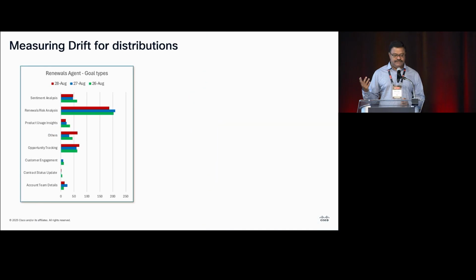The first technique we use is called distributions, and this is very similar to what we do in classical ML. In this case, we have a renewals agent. It has different types of goals, and you can see that different goals get utilized for different days differently, and some of them may skew significantly. And if your agent is not resilient to these changes, its performance can also degrade over time.